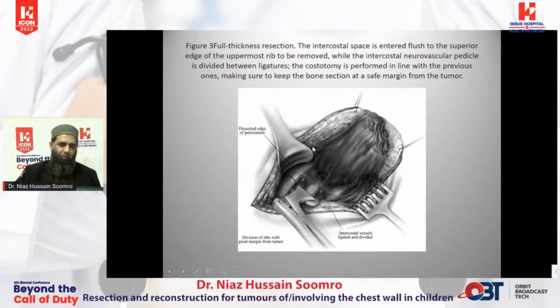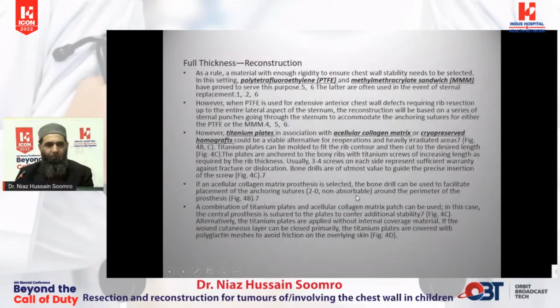So we should go above the tumor and enter into the pleural cavity and then resect the tumor-free margins laterally, superiorly, and inferiorly. Now, an important point, which is challenging for every surgeon here, is full thickness reconstruction.